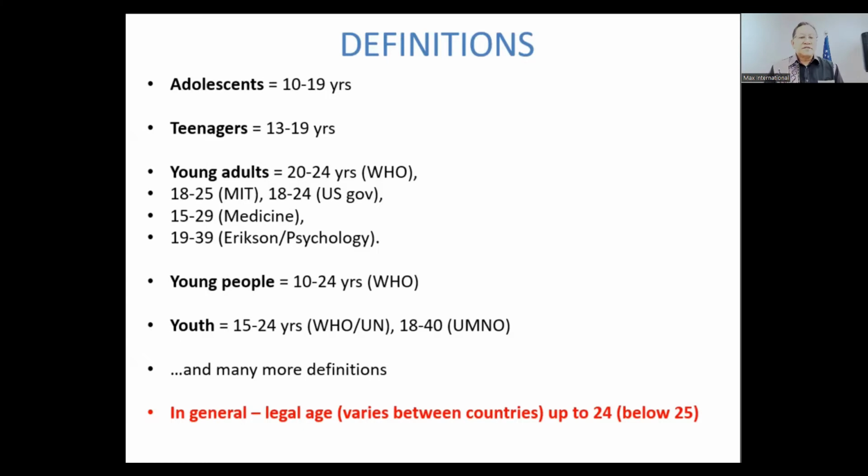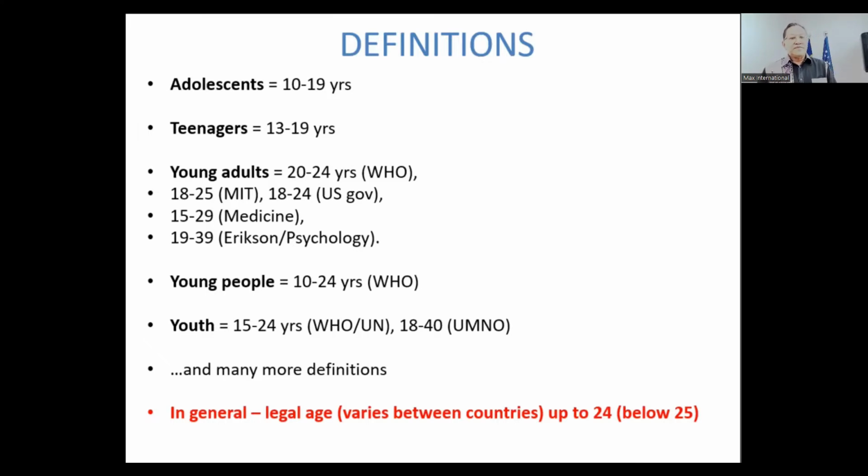Then with young adults, there is more diversity in definitions. WHO defines it as 20 to 24 years old. The Massachusetts Institute of Technology defines it as 18 to 25. The US government defines it as 18 to 24. Generally in medicine, it's taken to be from 15 to 29. And in psychology, 19 to 39. So you can see there's a wide range of definitions.